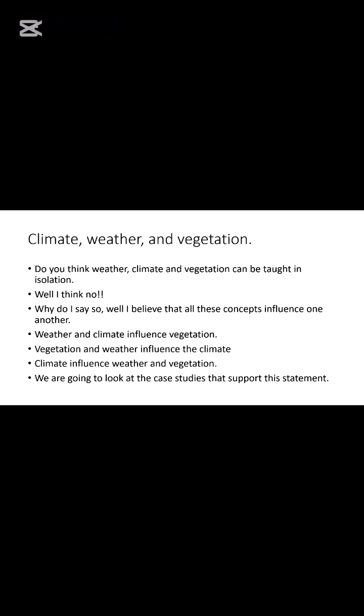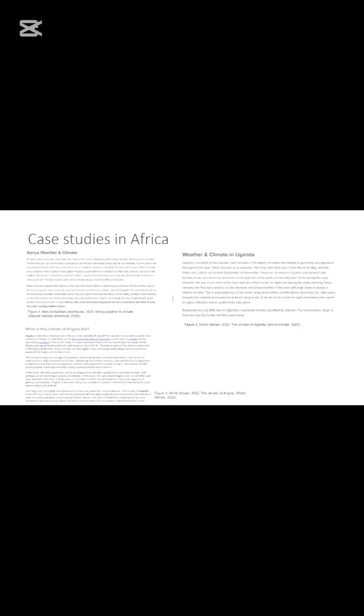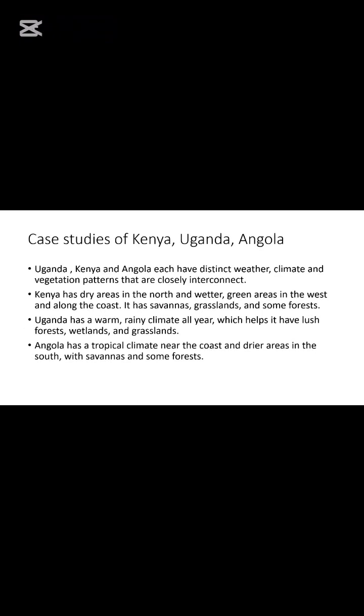On the screen, we have 3 case studies from Africa, specifically named Kenya, Uganda, and Angola. These case studies support the statement that weather, climate, and vegetation cannot be taught in isolation. All these 3 areas have distinct weather, climate, and vegetation patterns that slowly connect. So what I'm trying to say is all these areas are connected. However, they have separate or different weathers, different climates, and different vegetations.